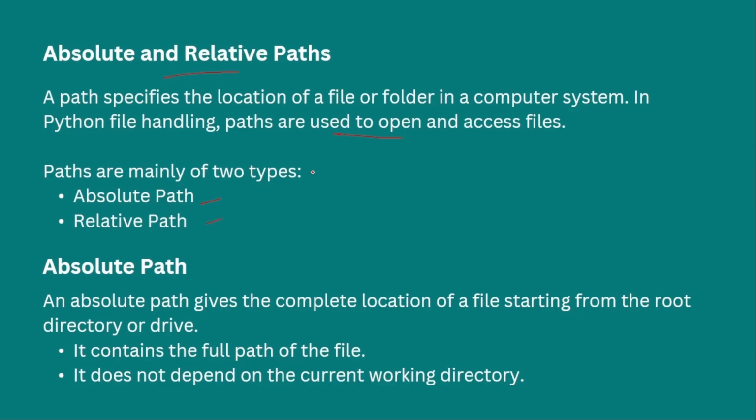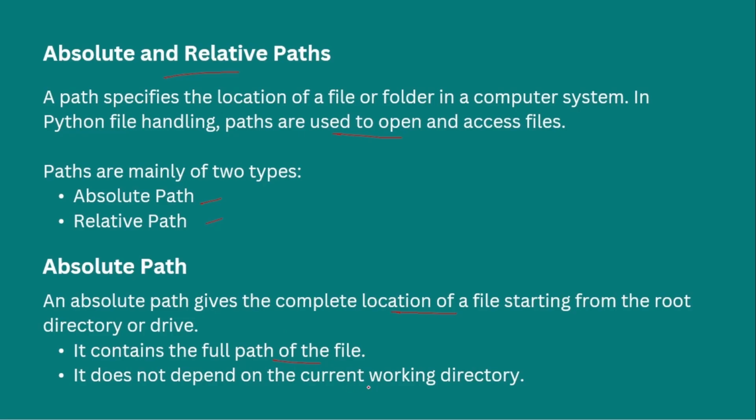And paths are of two types: absolute path and relative path. So what is absolute path? Absolute path gives the complete location of a file starting from the root directory or drive. Like if there is a folder present in C drive, inside the C drive there is a computers folder, inside the computers folder there is another program folder, and inside the program folder we have that particular file. So that entire path, C, computers, then program, then the file name, the entire path is the absolute path. It contains the full path of the file.